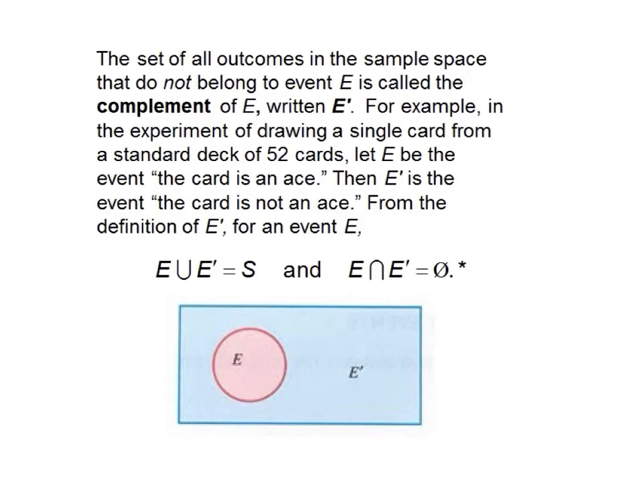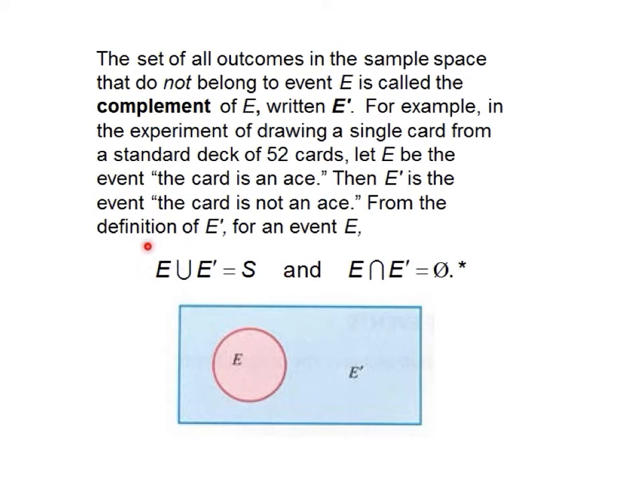The sample space are all of the possible outcomes that can occur. So when we talk about the outcomes in the sample space that actually don't belong to the event, we call that the complement of the event, and we write that E prime. So, for example, when they talk about drawing a single card from a standard deck of 52, E might be the card is an ace. Well, there are 4 aces in the deck, so that would be 4 out of 52. Then E prime would be the event the card is not an ace. So obviously that would be the difference. We write it like this.